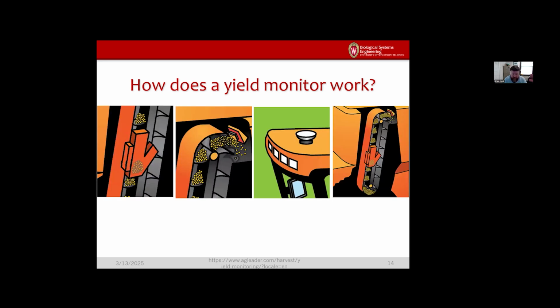Borrowed this straight off the Ag Leader website. The link is down there at the bottom. But just to give you an idea how a GPS receiver works. So not really zoomed out on the combine, so I'll walk you through it really quickly.